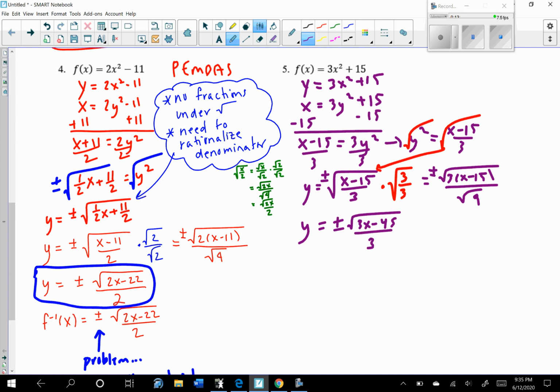And again, you do not want to redivide by the 3 there because that is underneath a radical and this denominator is not, which we did on purpose. So this right here would be our solution. And again, I'm not going to use that inverse notation because this is not a function because of that plus or minus. We have a sideways parabola. And again, we'll talk about restricting the domains later. So let's go ahead to the back side.